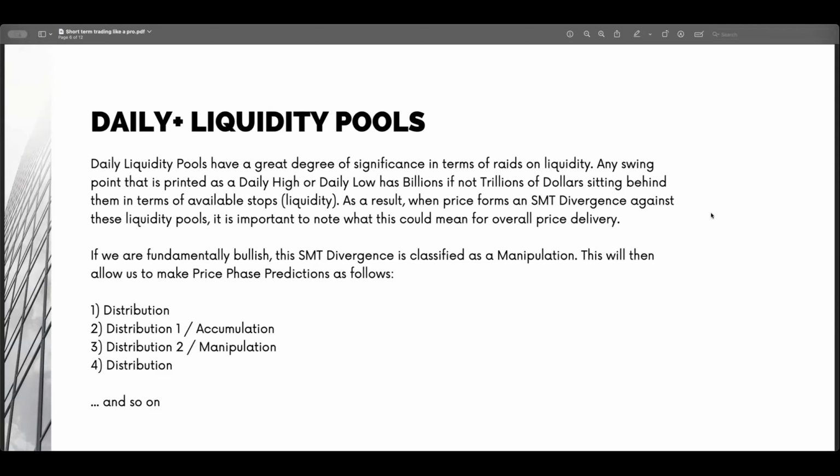As a result, when price forms an SMT divergence against these liquidity pools, it's important to note that this could mean something big for overall price delivery. For example, if we are fundamentally bullish, if the report is saying that we're going to go up, then a bullish SMT divergence is classified as a manipulation. This allows us to make price phase predictions as follows: you get the manipulation, then distribution 1, distribution 2, and so on. As you all know, distribution 1 is a parallel to accumulation, and distribution 2 is a parallel to manipulation.